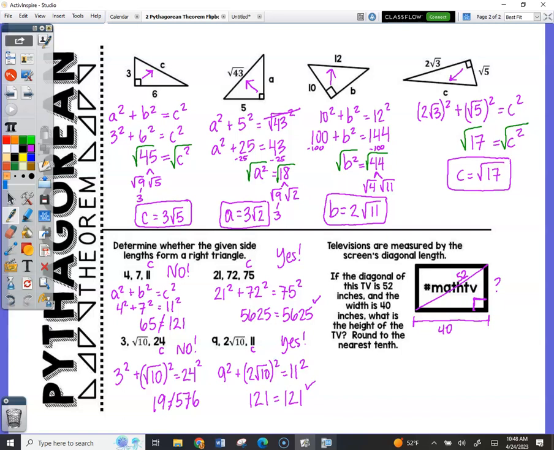Y'all should be doing this if you haven't. Evan, have you done it? What number goes in place of C? 52. Please try it, y'all. Please try it. If you're just copying down what I put on the board, that means you're not practicing it, which means you're going to get it wrong come quiz and test.